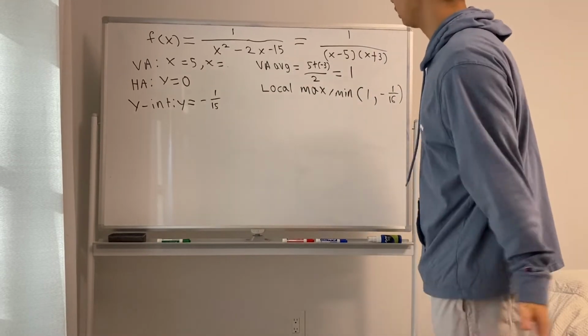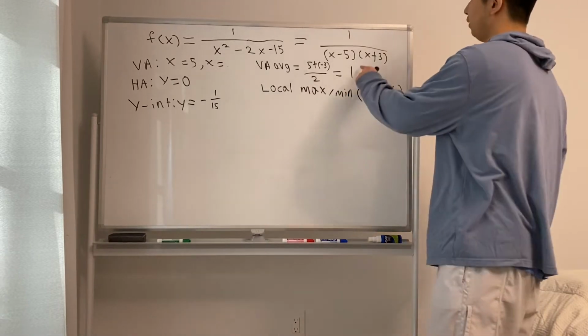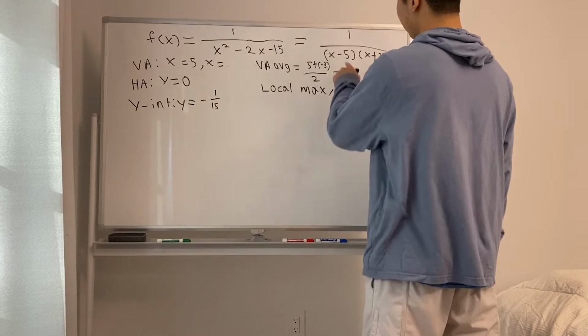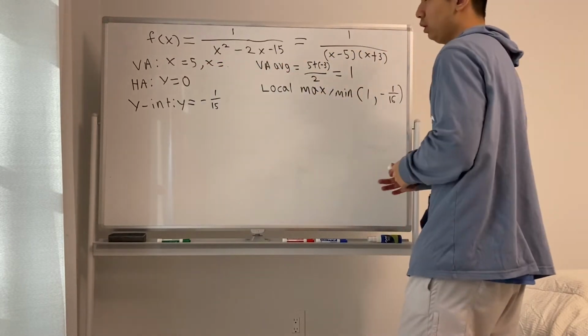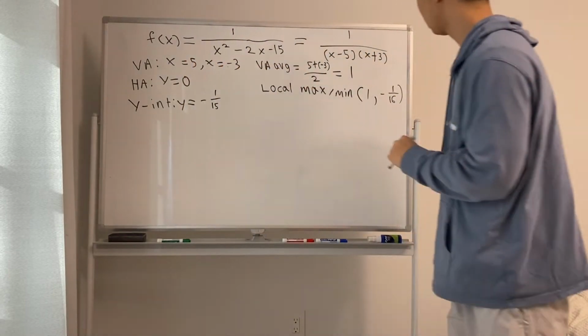And the next thing I did was I just found my vertical asymptote. I did that by setting all my factors equal to 0. So when we do that, we get x equals 5 and x equals negative 3. Don't know why I didn't write that. So these are the vertical asymptotes.